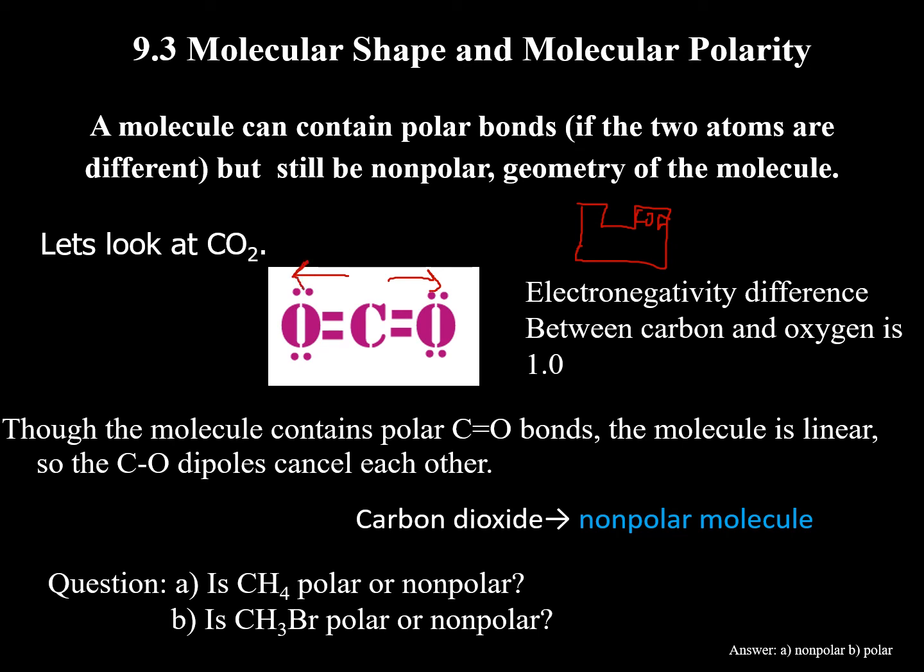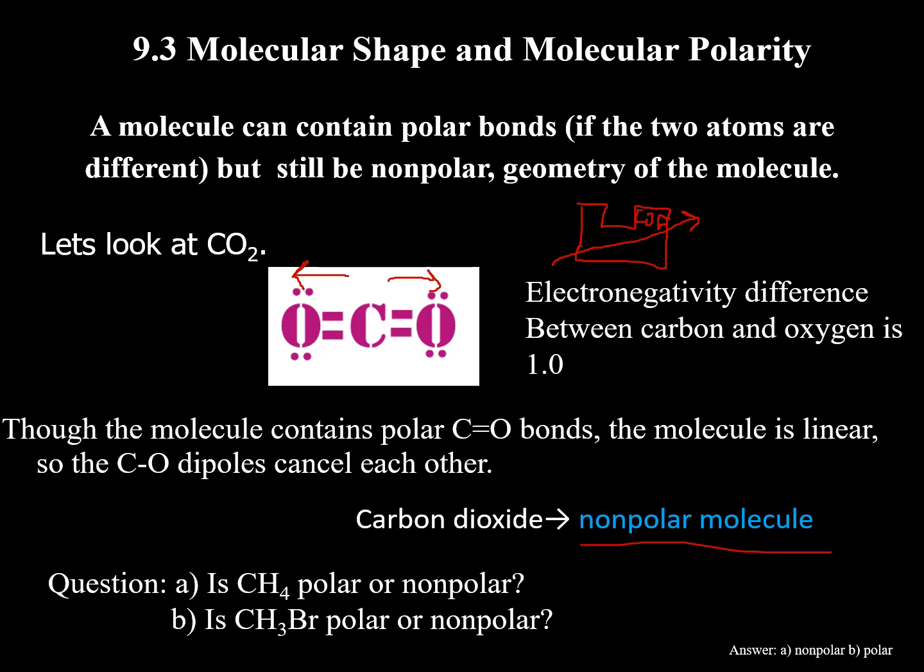each other out. Just going back, if you remember the trend, the most electronegative is in the top right, and the least electronegative is in the bottom left. So they pull evenly to the left and the right, so they cancel each other out. So CO2 has polar bonds, but overall it's a non-polar molecule. Because of the shape, they cancel each other out.